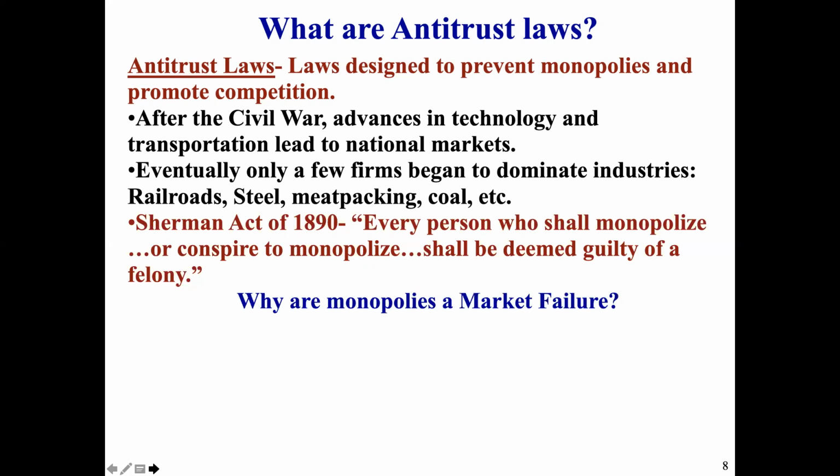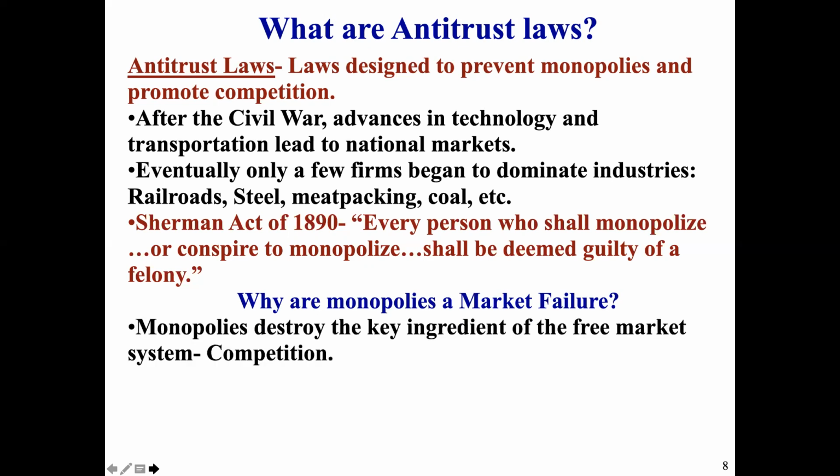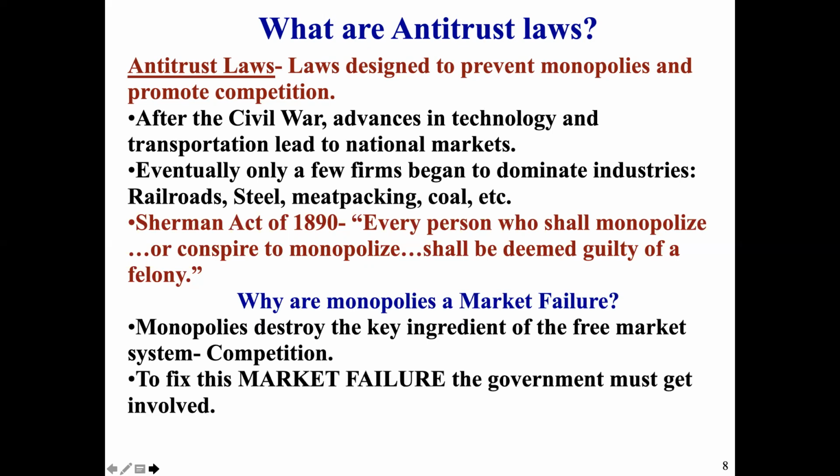When we get into Unit 6, we're going to talk in a lot more depth about market failures, right? And what should happen when markets fail. Monopolies are an example of a market failure, okay? They're an example of markets not working the way that we want them to. They destroy competition, and monopolies are an example of when we actually want the government to get involved.